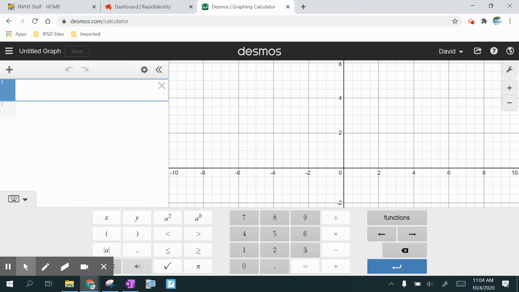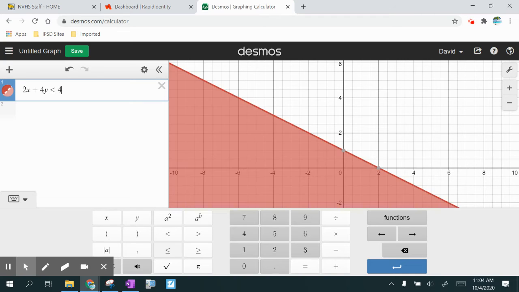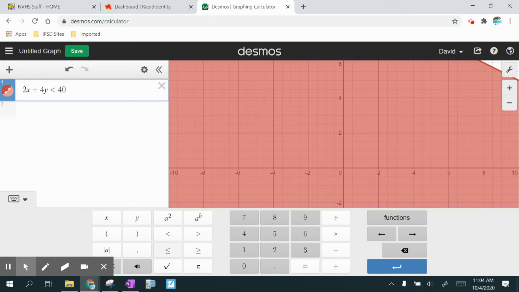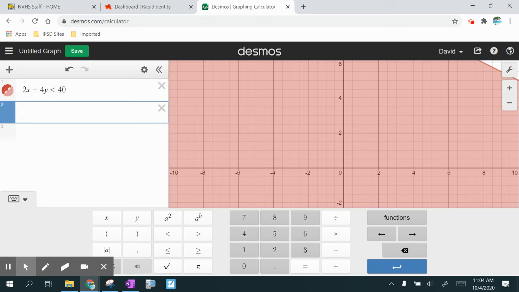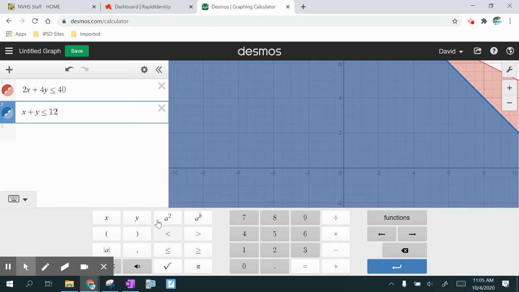So I'm going to use my given constraints and I'm going to say, okay, that was 2x plus 4y. And I'm going to go down here and say that's going to be less than or equal to, I believe it was 40. And then I'm going to add on an additional equation by clicking on this. And I'm going to say that x plus y has to be, again, less than or equal to 12.